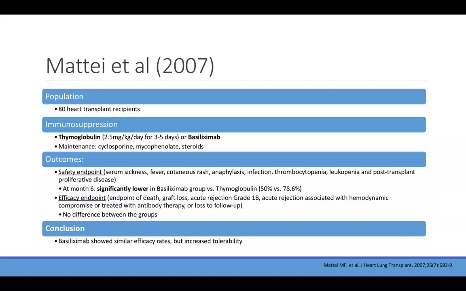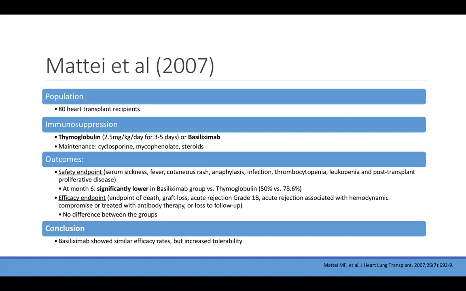So this is a study that I was actually looking at. This looked at 80 heart transplant recipients. So it looked at thymoglobulin versus Simulect, and the patients were maintained with cyclosporine and mycophenolate as well as steroids. At month 6, there was a significantly lower safety endpoint, so it was safer to give the Simulect, which is what we would assume given the side effect profile.